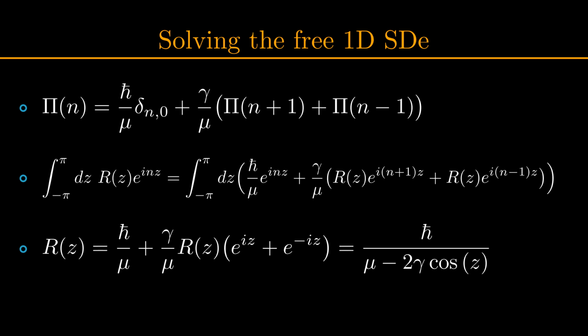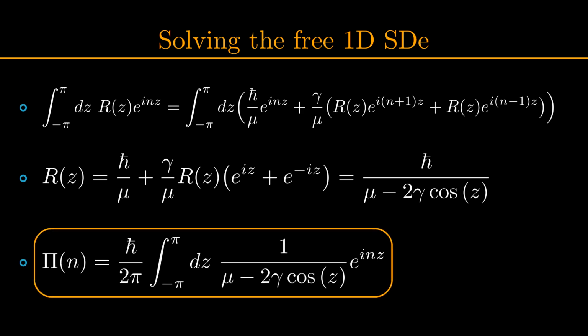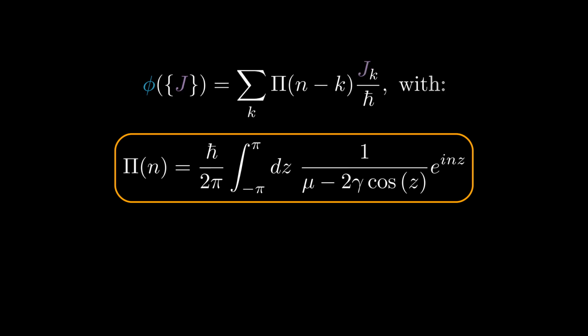Since we previously wrote the propagator as an integral over r of z, we can use this expression to derive the expression for our propagator Pi of n, which now writes as the following. So far we employed generating functions twice to unveil this very neat expression for the propagator, the object that bridges the gap between distant points in our one-dimensional tapestry.